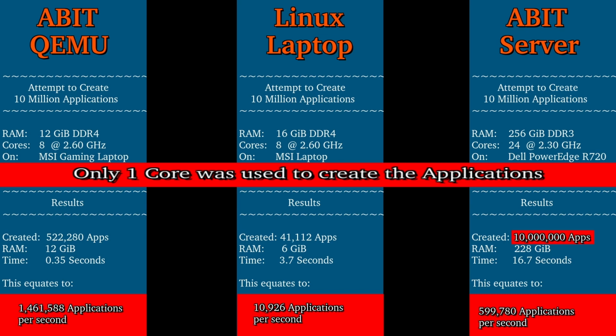I'm trying to show here the large difference in the number of applications that A bit can create per second and how many it can create due to its efficient memory structure.